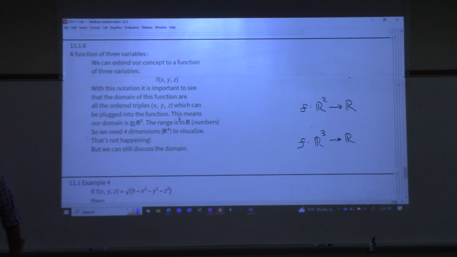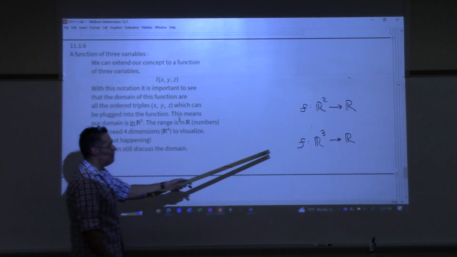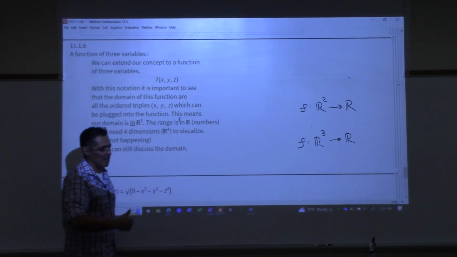The problem with it is that we can't visualize it because we need 4 dimensions to visualize it. You would have to give me the input x, y, z, take that, have the function do something to those numbers, and then spit out an output. Where do I put that output? Where do I put it? Right? I'm out of dimensions. You see what I'm saying? So we can't visualize a function that goes from R3 into R, right? We can't visualize it.